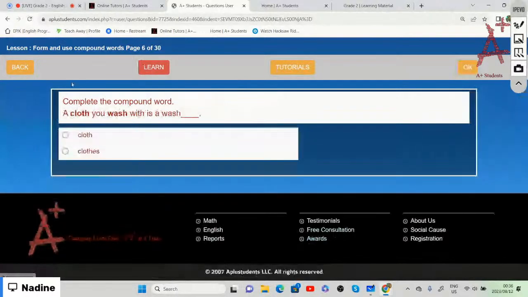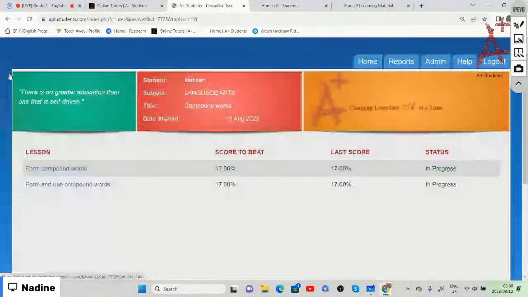All right, so basically, this is how we form and use compound words. And we said a compound word is two smaller words that we put together, or combine, in order to give us one bigger word, which we call our compound word, right?